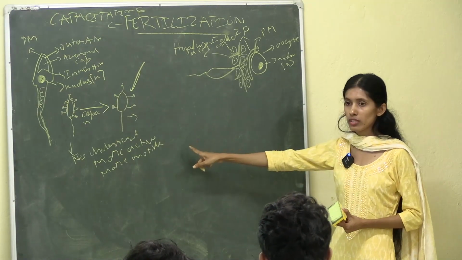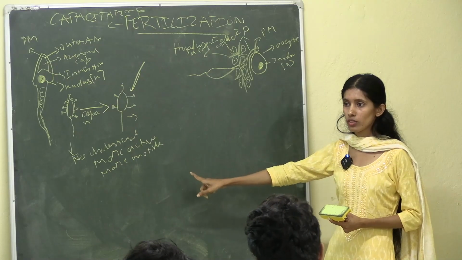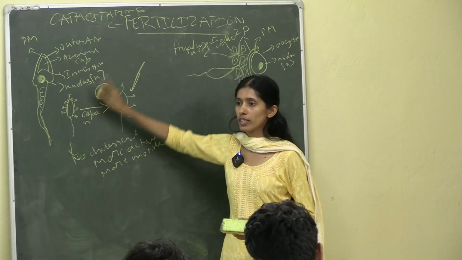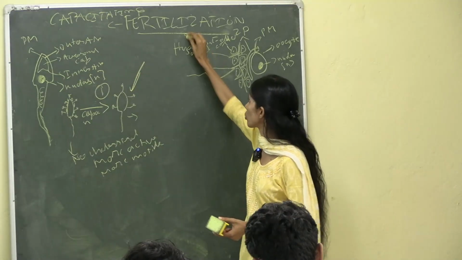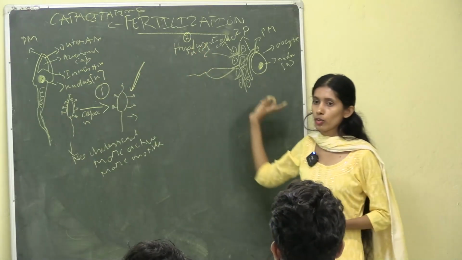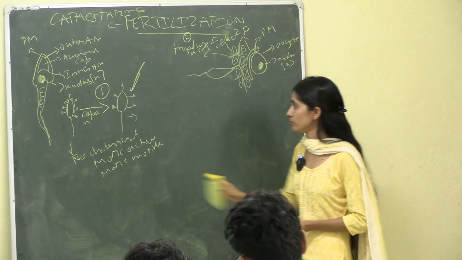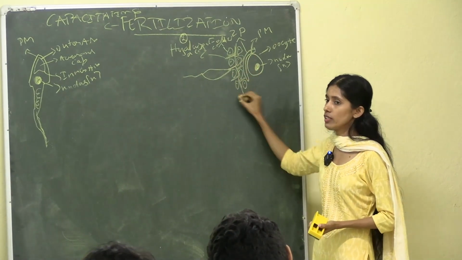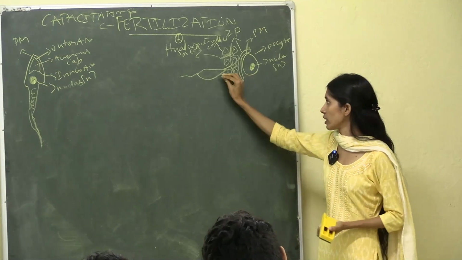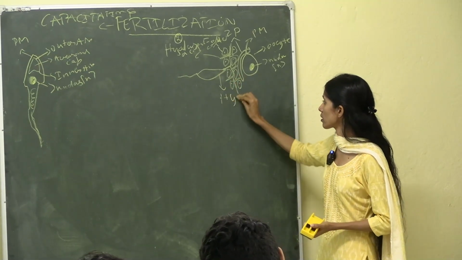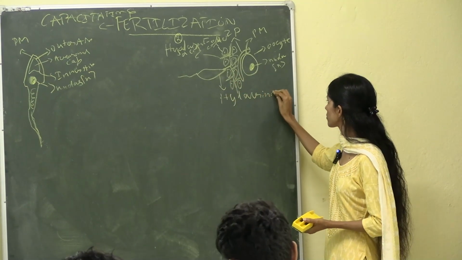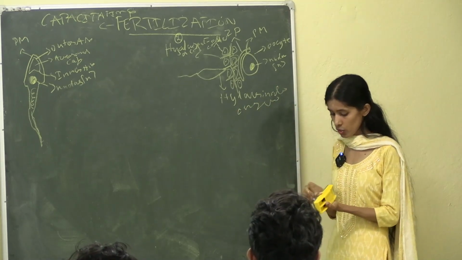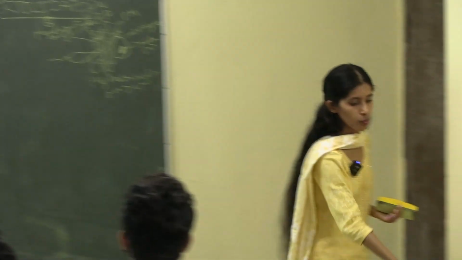Any doubt in the capacitation? No doubts? So mark this as the first step, capacitation. From here mark the second step, acrosomal reaction. Once your sperm touches or interacts with the follicular layer, it will release the hyaluronidase enzyme, which is present in the acrosomal part.